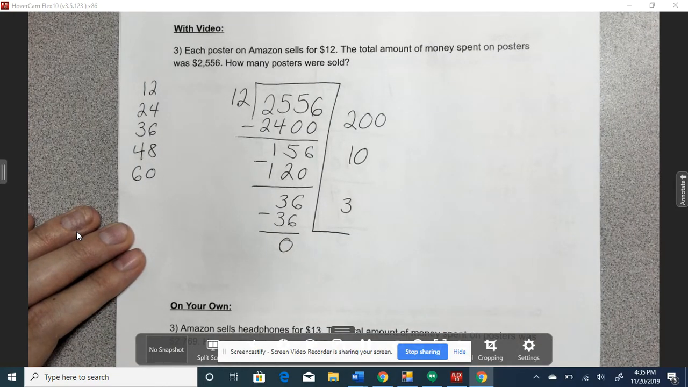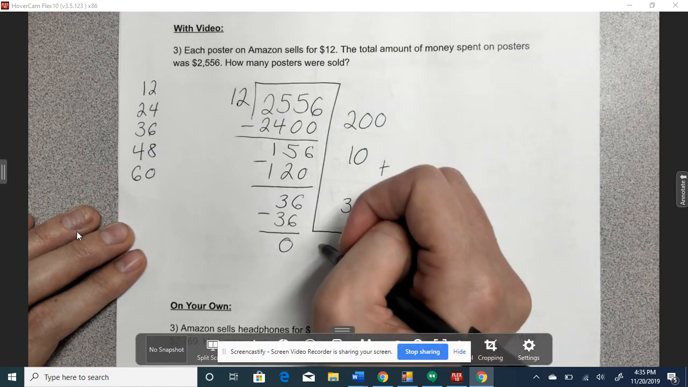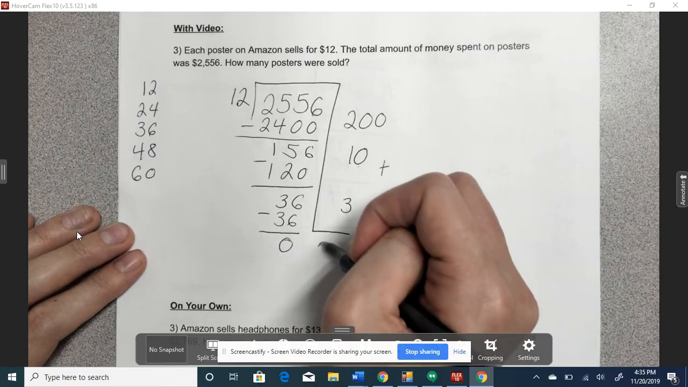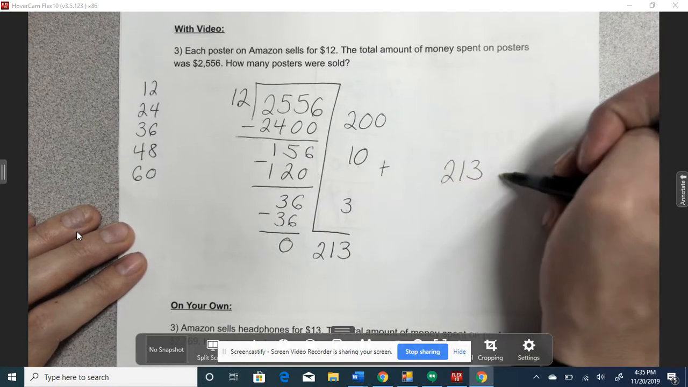I'm at 0, so I know I'm done dividing. I'm going to add this up. 200 plus 10 plus 3 is 213. Remainder 0. 213 represents the number of posters sold, so I know that 213 posters were sold.